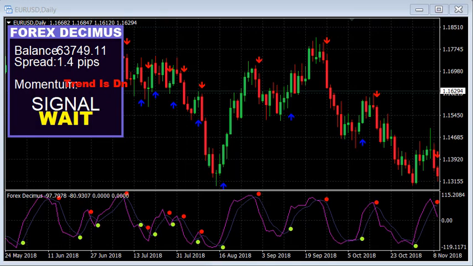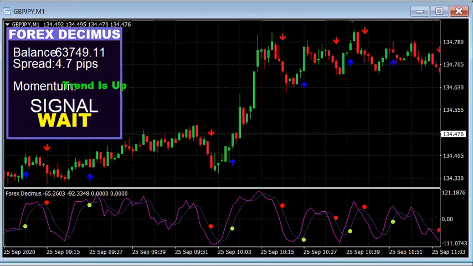Now, here's the thing about Decimus. You can work it across all time frames. It'll work on pretty much every chart that your broker offers, but obviously some charts are better trading than others, and some time frames are better trading than others. If you're going to use a smaller time frame, like a 1 minute chart, let me bring that up right now. Here's the pound yen 1 minute.